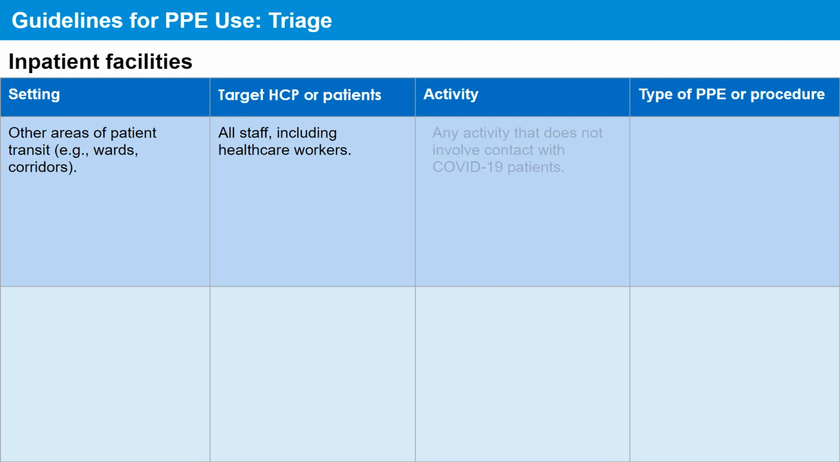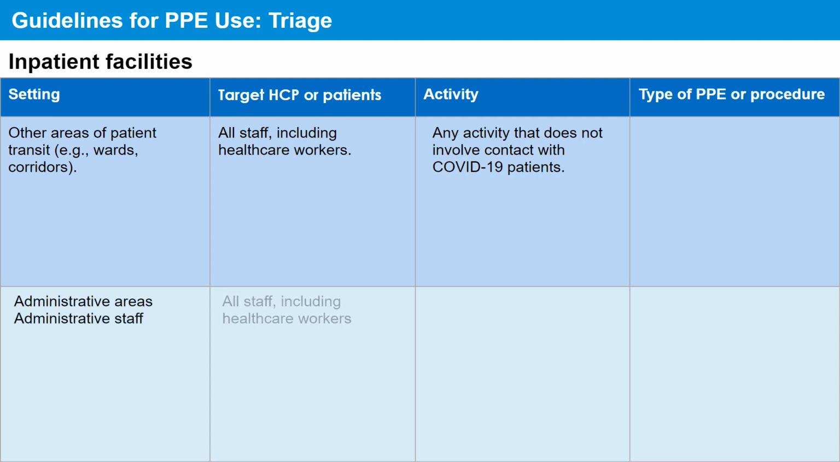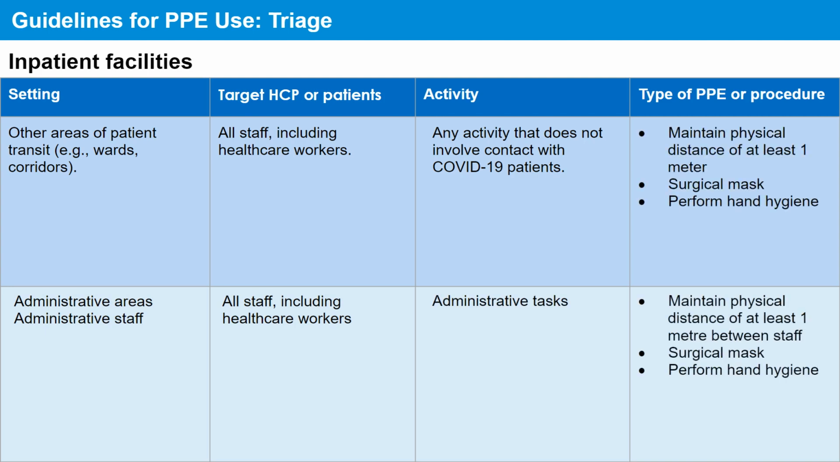While performing any activity that does not involve contact with COVID-19 patients in other areas of patient transit, such as in wards and corridors, and while performing administrative tasks in administrative areas, all staff, including healthcare workers as well as administrative staff, need to maintain physical distance of at least 1 meter, wear surgical masks, and perform hand hygiene.